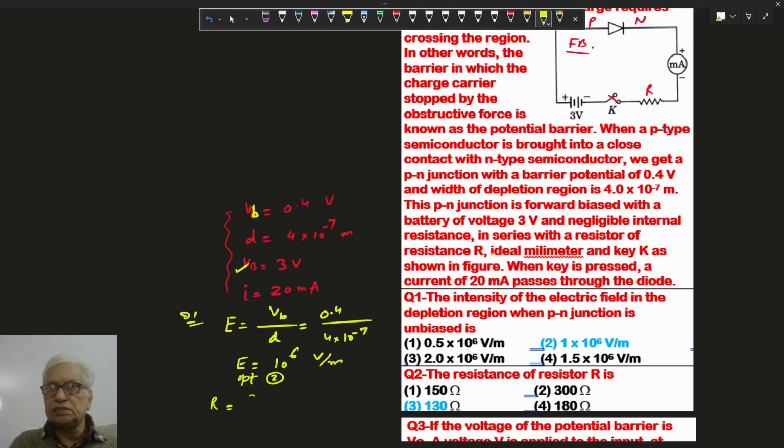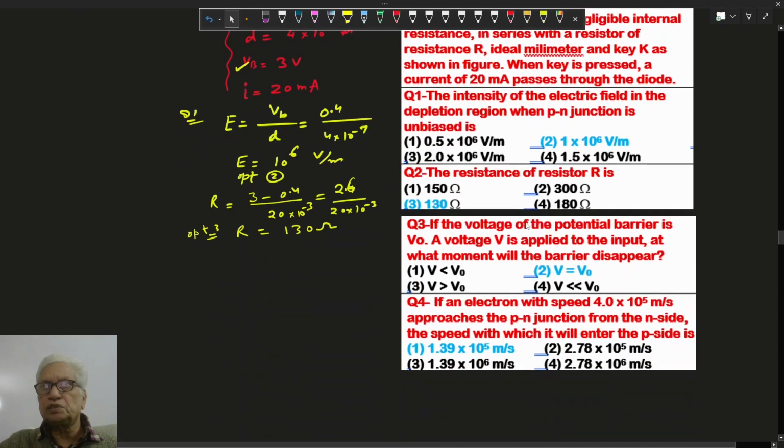And the resistance required here in the circuit: battery voltage 3 and this voltage is 0.4. So resistance is 3 minus 0.4, this is the effective voltage, divided by the current 20 milliampere. So this is 2.6 divided by 20 into 10 to the minus 3, which gives 130 ohm. This option is correct. Question 2, option 3 is correct.